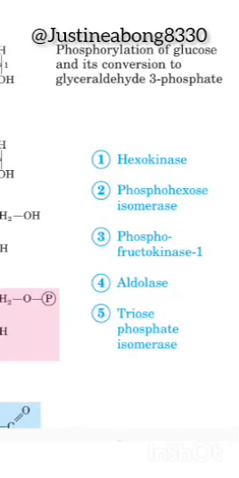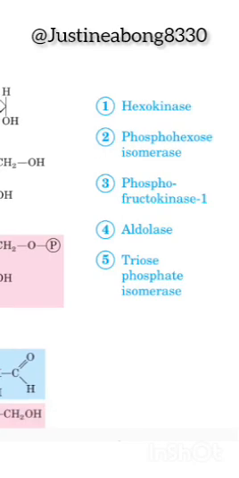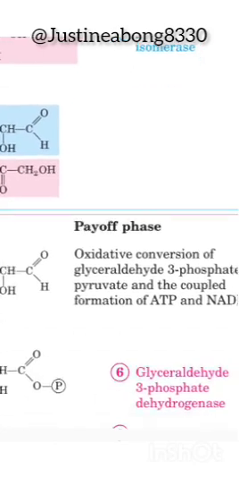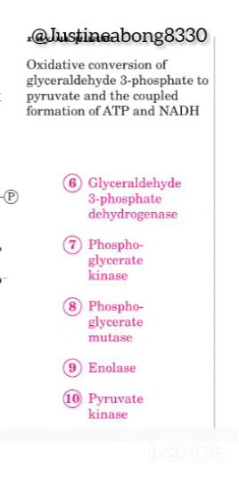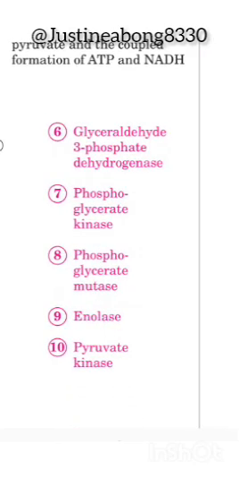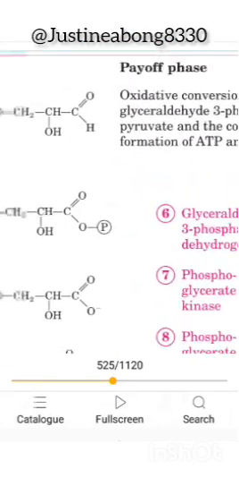In the preparatory phase, we have hexokinase, phosphohexose isomerase, phosphofructokinase 1, aldolase, and triose phosphate isomerase. And in the payoff phase, we have glyceraldehyde 3-phosphate dehydrogenase, phosphoglycerate kinase, phosphoglycerate mutase, enolase, and pyruvate kinase.